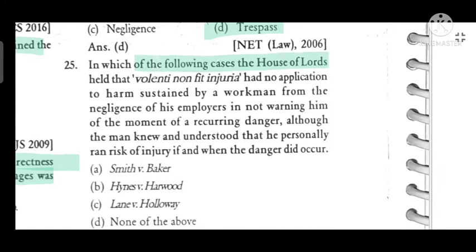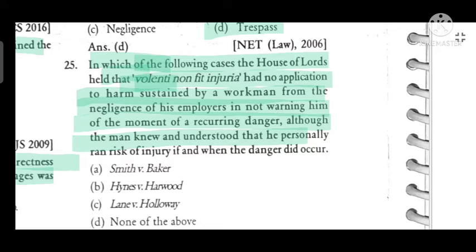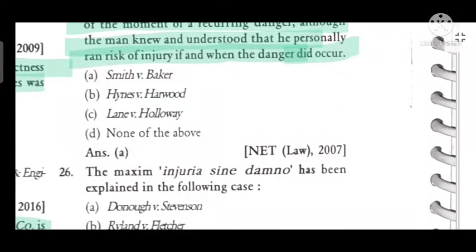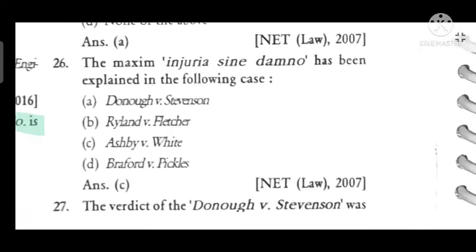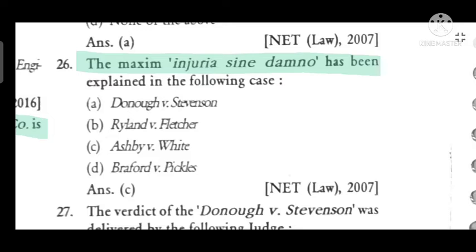In which one of the following cases did the House of Lords hold that volenti non fit injuria is not applicable to harm sustained by a workman from the negligence of his employer, who did not warn him of the recurring danger, although the man knew and understood that he personally ran the risk of injury if the danger did occur? Smith versus Baker.